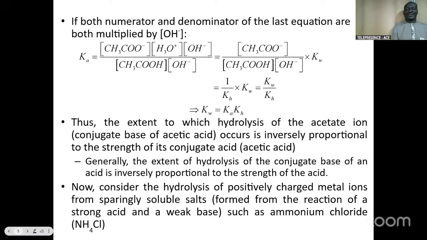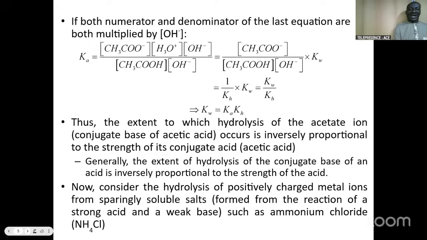So the extent to which hydrolysis of the acetate occurs is inversely proportional to the strength of its conjugate acid, because the extent of hydrolysis is measured by the KH. Okay, maybe I'm too fast. Let's go back to the previous slide. This is a measure of the extent of hydrolysis of the ion. And of course, this is a measure of the extent of dissociation of the acid.